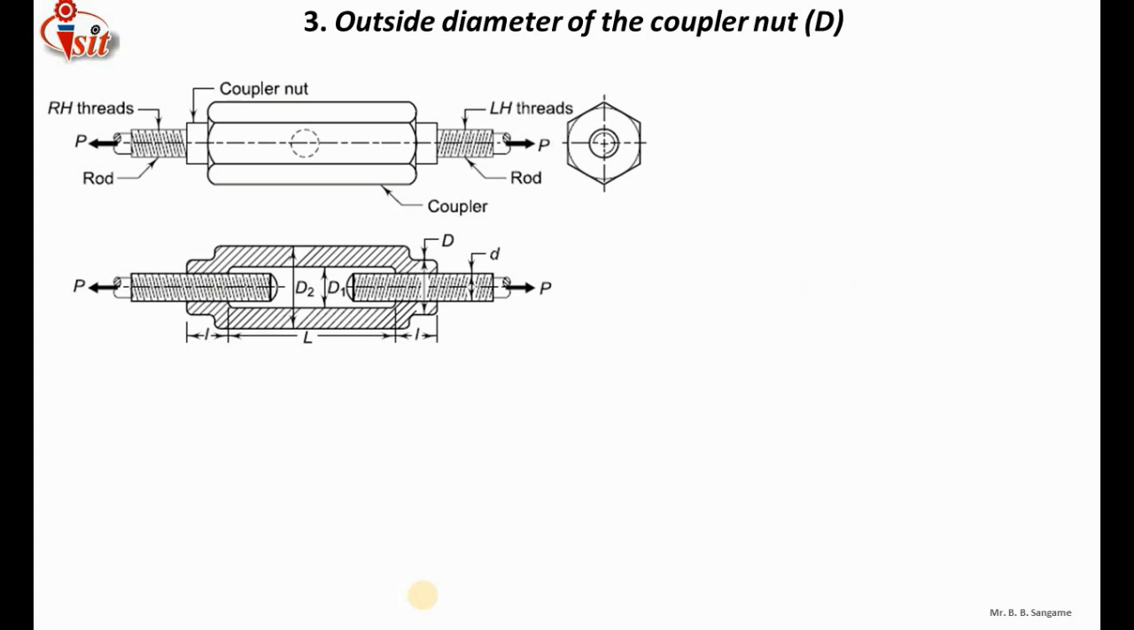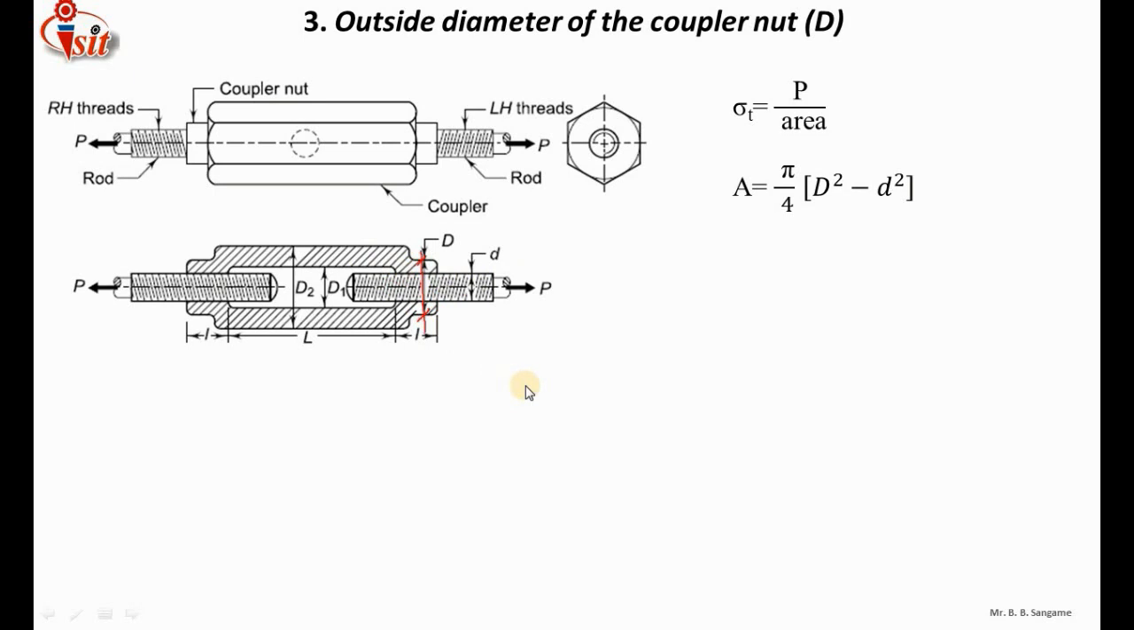Next is the outside diameter of the coupler nut, that is capital D. Once again here you can see that after the application of force there is a possibility of failure of the coupler nut along this plane in tension. So we need to consider this area. Sigma t is equal to P divided by area under tension. For the coupler nut, the area will be pi by 4 capital D square, that is outer diameter, minus small d square, that is major diameter of the rod, or the internal diameter of the coupler nut.